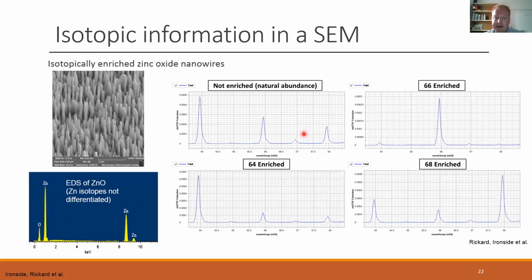This is the natural abundance one. You can see the range of isotopes. Where it's been enriched, in this case 66 enriched, 64 enriched, and 68 enriched, we can quite easily determine that on just a few nanowires, which is really good. So you're combining your high spatial resolution, doing isotopic analysis on very small materials, which is really, really cool. And we can measure the peak areas of these particular mass spectra, and we can actually do some relative abundance analysis, and we have done that.